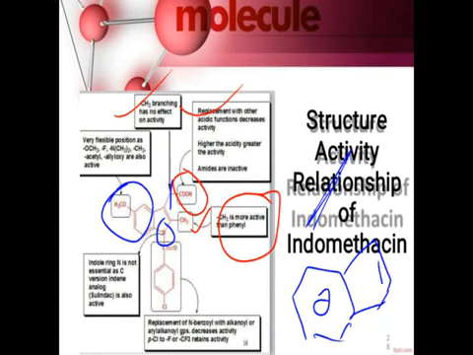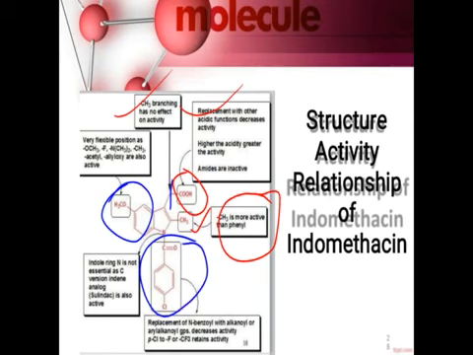Next part, here these substitutions, replacing N-benzoyl with alkyl or aralkyl, will decrease the activity. But if there is chlorine at the para position, an electron withdrawing group, so chlorine or fluorine or CF3, the activity of the drug remains as it is. Okay, so that is the structure activity relationship of the drug indomethacin.